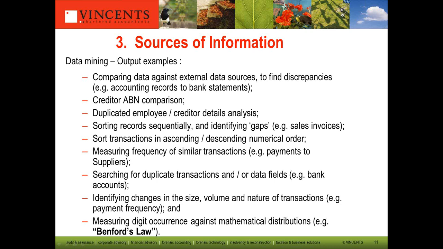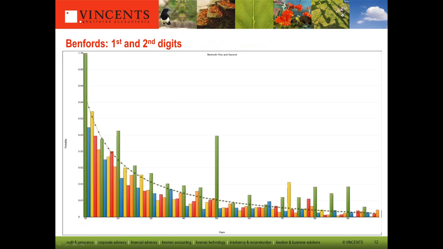And then the last one here is quite an interesting thing. It's a measuring of digital occurrence against mathematical distribution. A fellow called Benford, I don't know when it was, but at some stage developed this law. What the law basically says is that for any database of numbers, there should be a spread similar to that dotted line. Don't ask me why, but this is obviously someone's PhD or something that they did on hundreds of databases, and they found that on average you'll get that sort of spread, where you'll get more numbers at the lower end and fewer at the higher end.